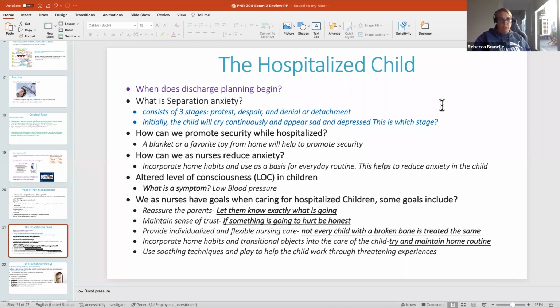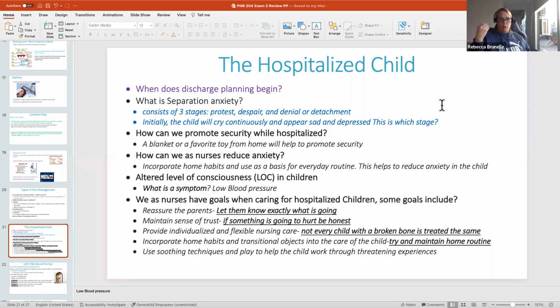And there are 3 stages: the protest, despair, and denial. Kids can go through all 3 of these in one hospitalization, where first they're in a state of protest where they're screaming out, crying for their parents all the time. Then they're in a state of despair where they're just sad and they don't want to interact with anyone. And then they can go into this denial or detachment stage where they're going to play with their toys and not pay attention to the parents when they're there.